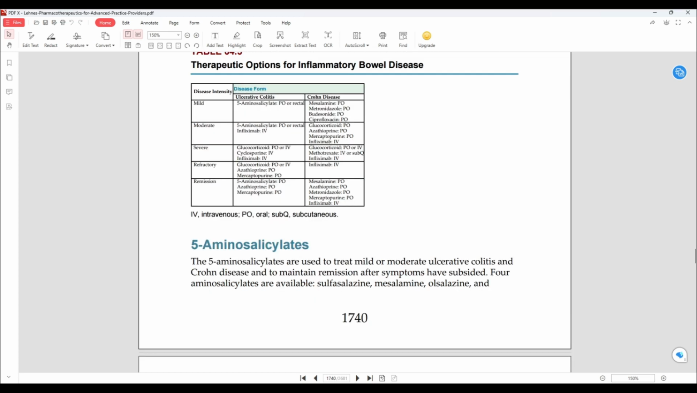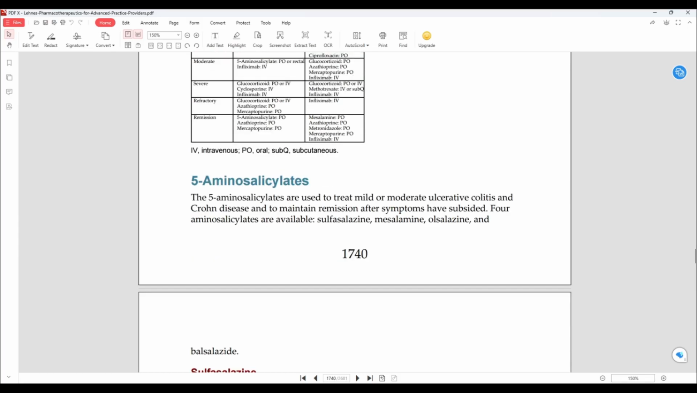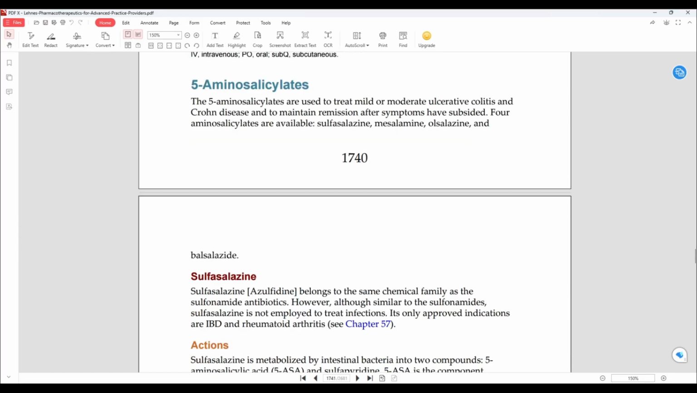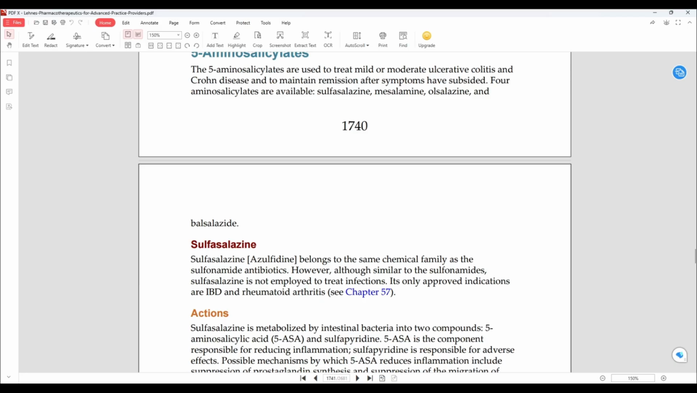So we'll start off with the first one, the 5-aminosalicylates. The 5-aminosalicylates are used to treat mild or moderate ulcerative colitis and Crohn's disease, and to maintain remission after symptoms have subsided. Four aminosalicylates are available: sulfasalazine, mesalamine, olsalazine, and balsalazide.